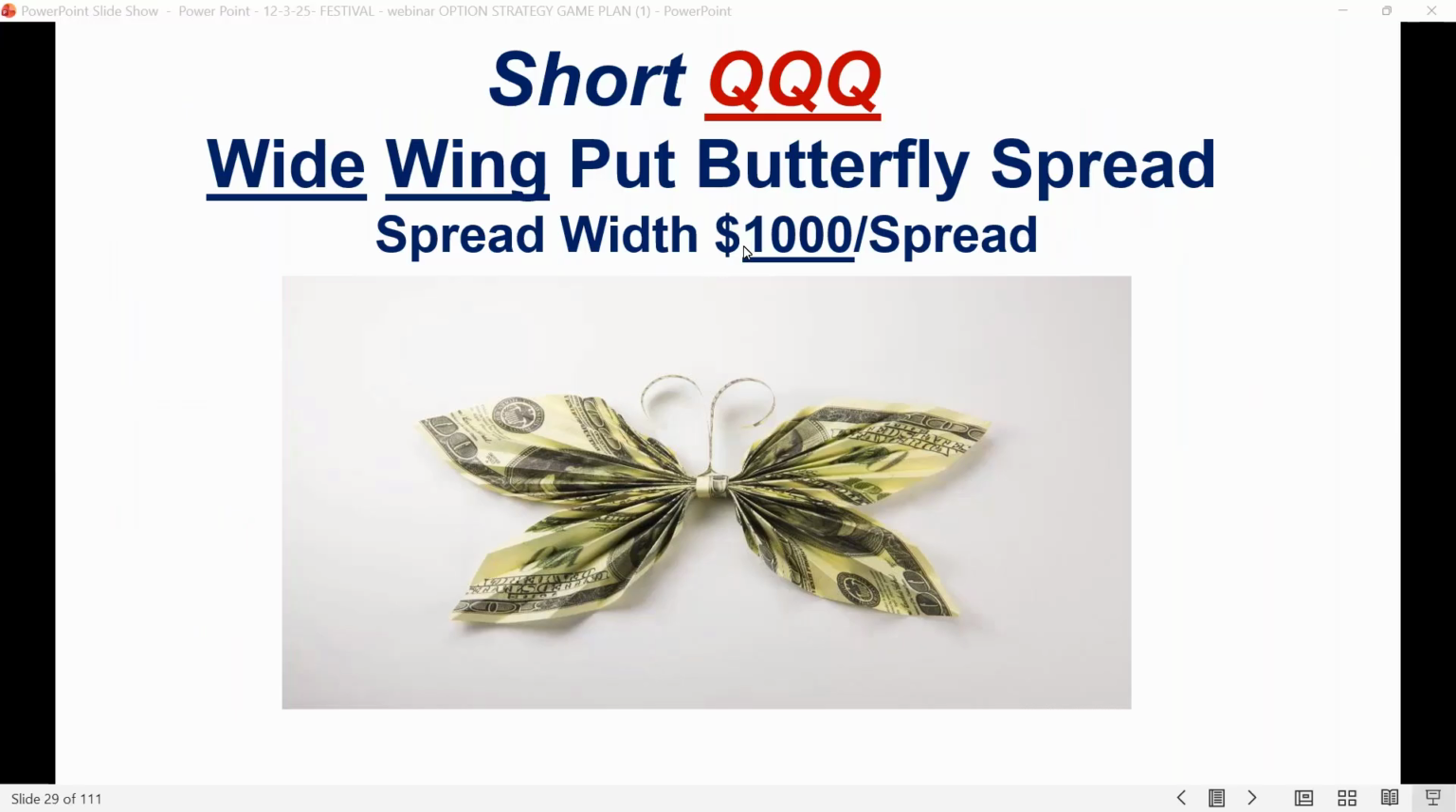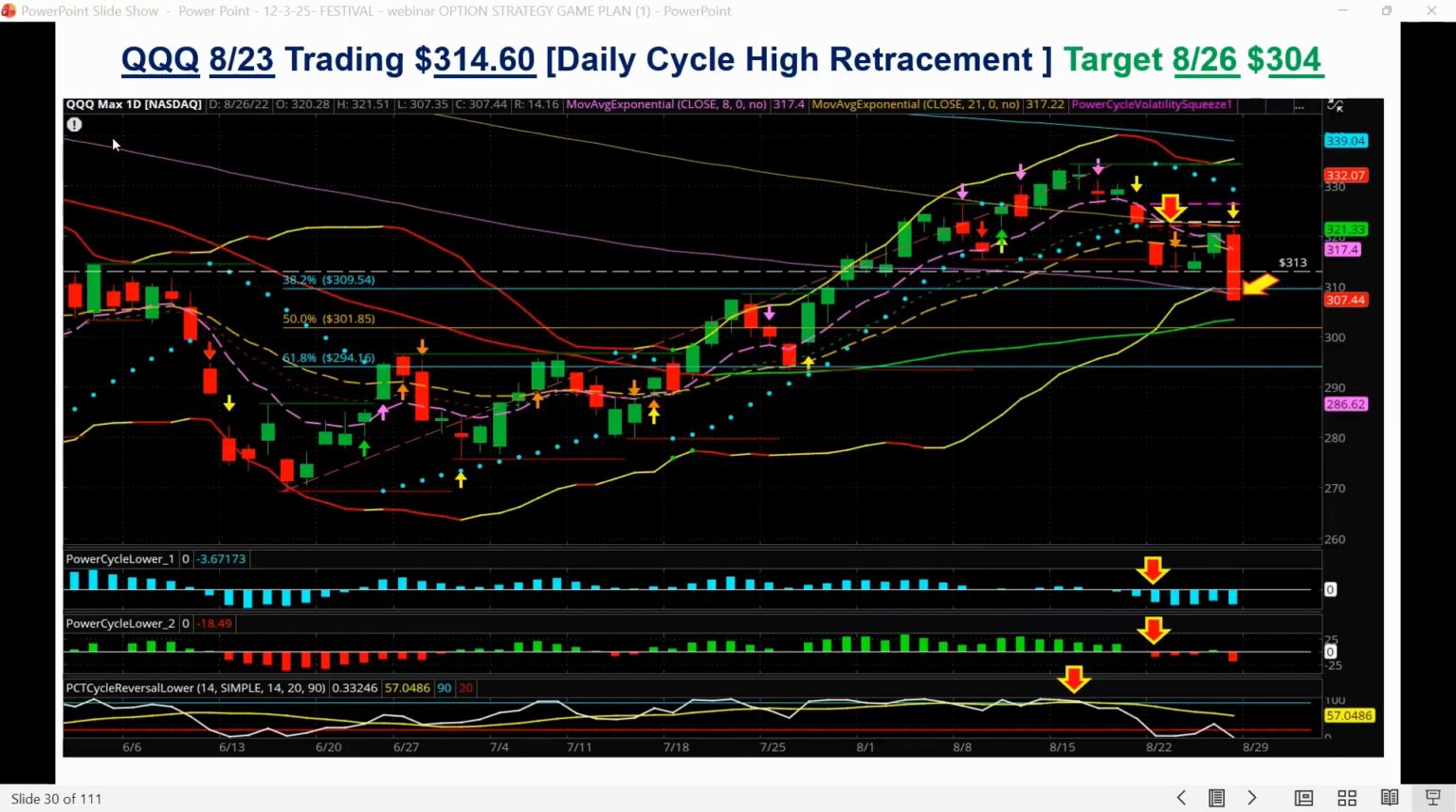So here's an example of a wide wing put butterfly on QQQ. This was looking for a downside move, shorting QQQ, but doing it with a butterfly, very defined risk. In this example, QQQ was trading at 314.60. We were looking for a potential downside move into this area here. This 50 simple moving average was coming in right about 304. So that was kind of the target for the butterfly. That's going to be the body of the butterfly.